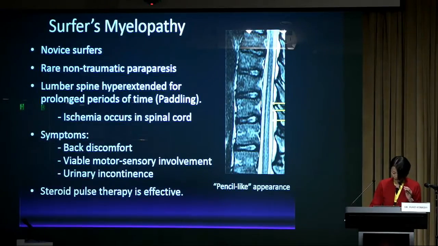The cause of surfer's myelopathy is uncertain. Thompson said that causes might include avulsion of perforating vessels, vasospasm of the artery of Adamkiewicz, or transient ischemia secondary to reduced blood flow to the spinal cord due to mechanical pressures. Symptoms include back discomfort, variable motor and sensory involvement, and urinary incontinence. Steroid pulse therapy is effective.